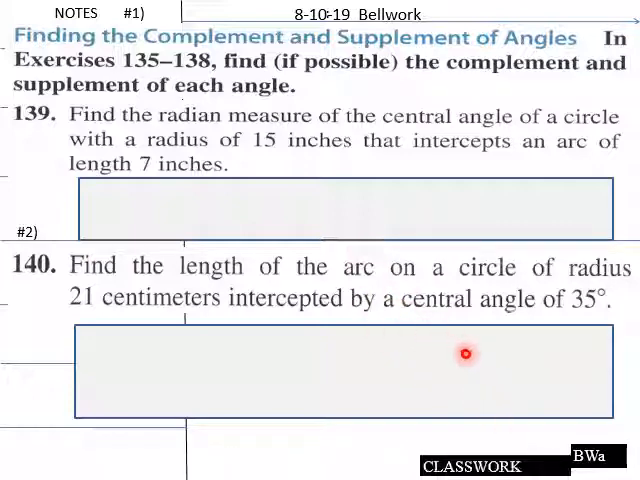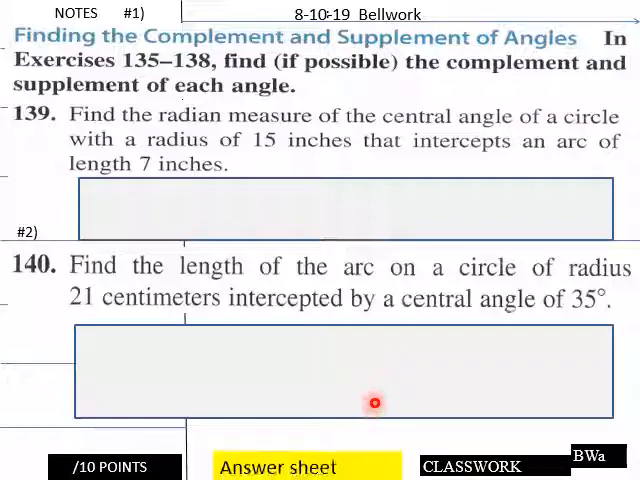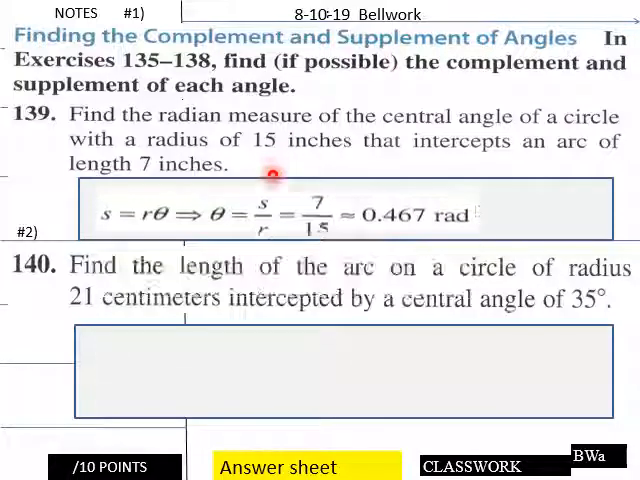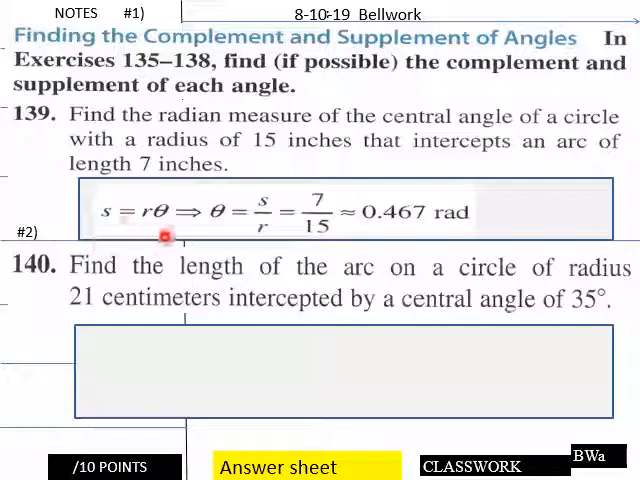Okay, welcome back for your solutions of today's bell work. For 139, S equals R theta, which goes to theta, in this case here, equals S over R. We know our S over R, and we're trying to find theta, which is our radian measure. 7 over 15 equals 0.467 radians.